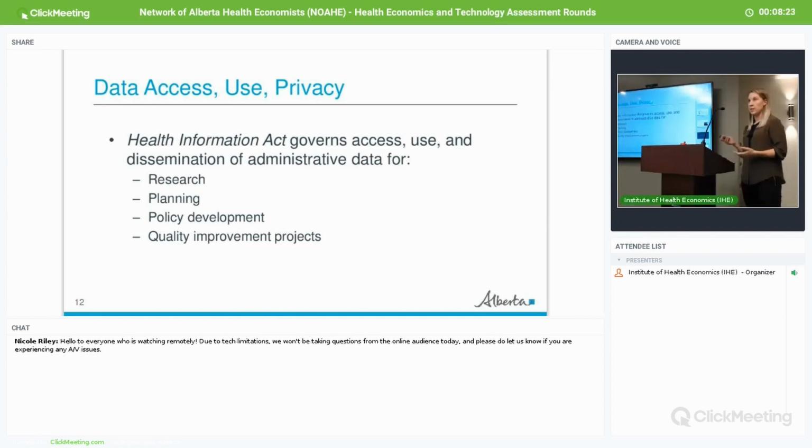You can see, based on what I showed earlier, how this would all tie in to the work we're doing anyway. So there are not a lot of issues with data access internally. Researchers can also access data for any of the purposes listed, provided they submit an application and have ethics approval.